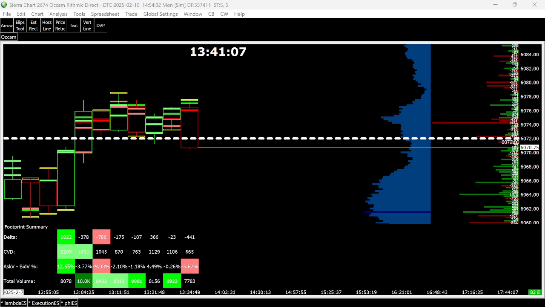If the number is lower, it means the sellers are in control. If the number is higher, it's buyers in control. Not rocket science, so I'm not going to bloviate this point here.